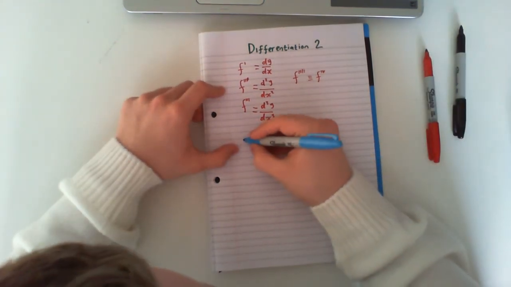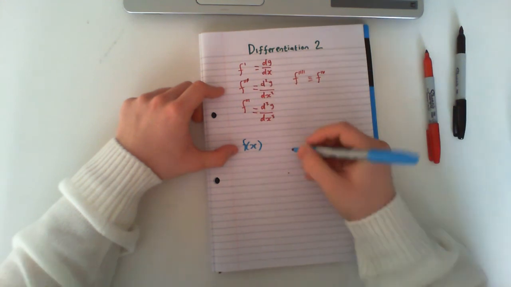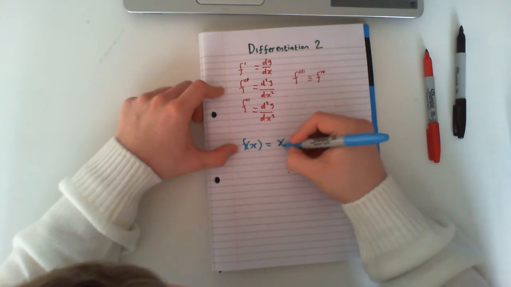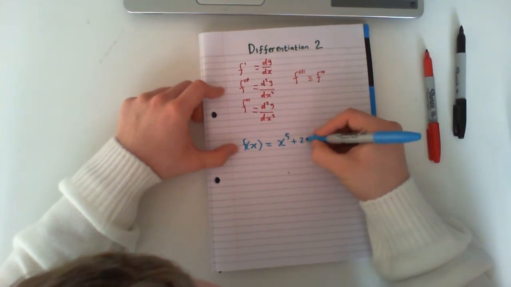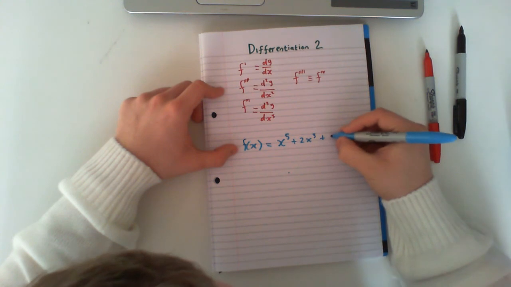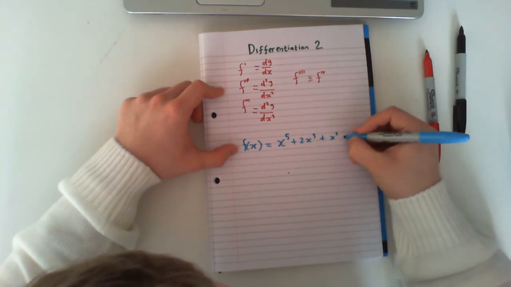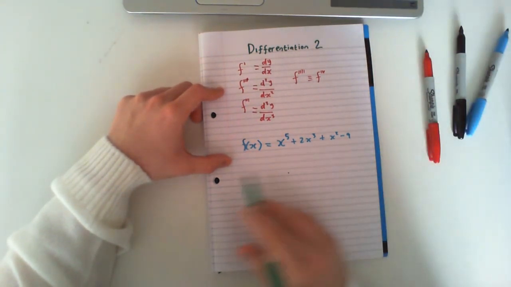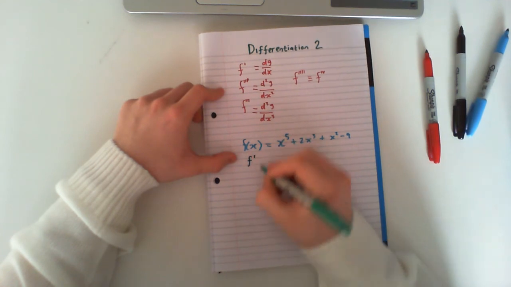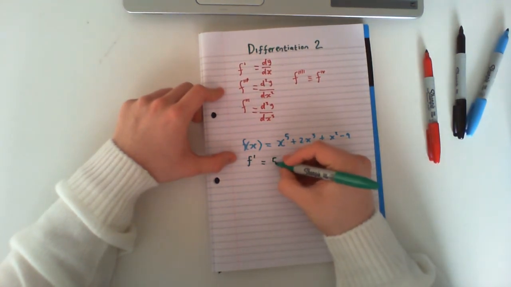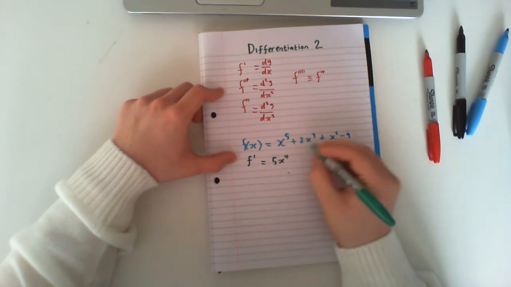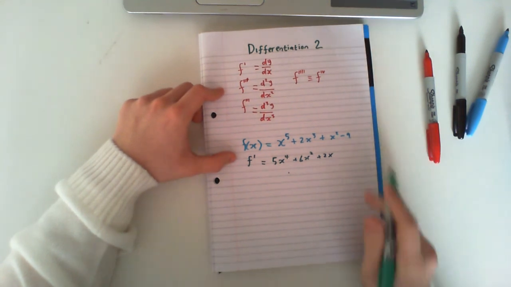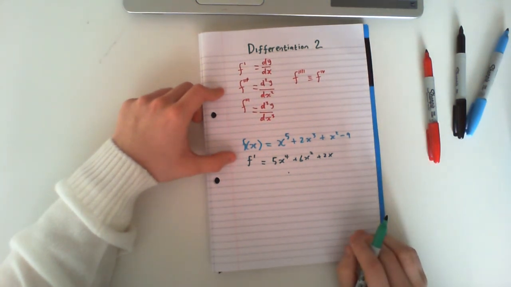So if I had a term here, and we're going to say f of x, we'll take a nice simple one first, is equal to x to the 5 plus 2x cubed plus x squared minus 9. And what we're going to do is just differentiate this a few times. So we're just going to do f prime. We move our 5 down, x goes to 4, plus 6x squared plus 2x, and then our 9 disappears. So we know how to do that from our last videos.